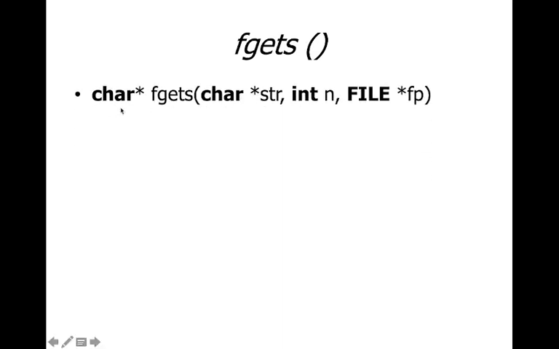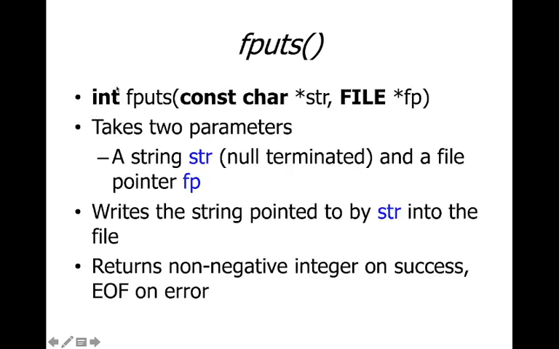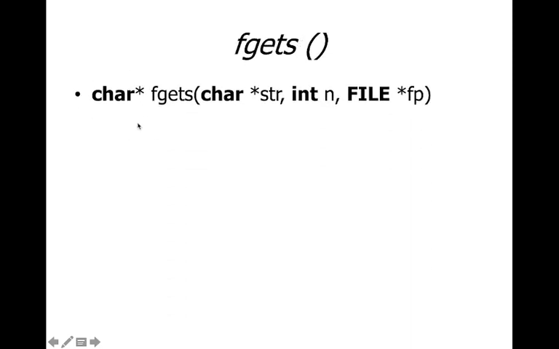Now fgets. We have seen the gets function in strings. Here this is the syntax. Unlike fputs, which returns an integer, non-negative on success and EOF, end of file, on error, the fgets function returns a character pointer. It takes three arguments: a character pointer str, then n, and a file pointer. We will see what these str, n, and fp are.